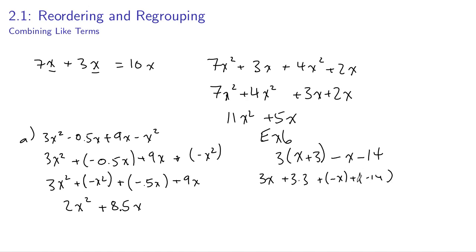Here we have 3x and we have negative x. 3x and negative x makes 2x. Sorry, 3 times 3 is 9. So 9 plus negative 14 is negative 5. And now we have the answer, 2x minus 5.